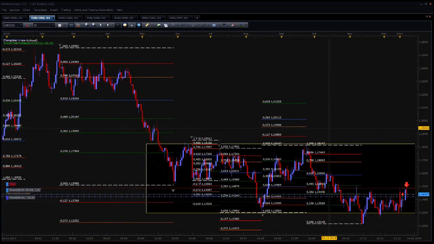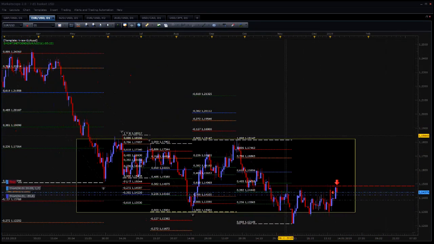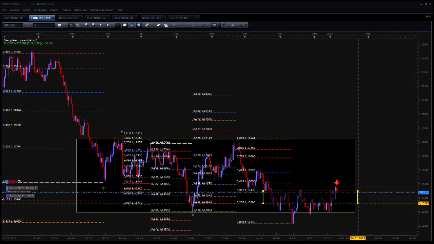So we are now in one very large consolidation on daily. And if we break it down, this is a smaller consolidation right here. Now, if I draw like this, there we go.